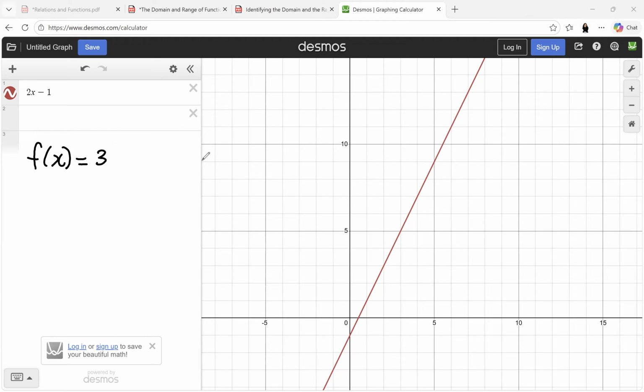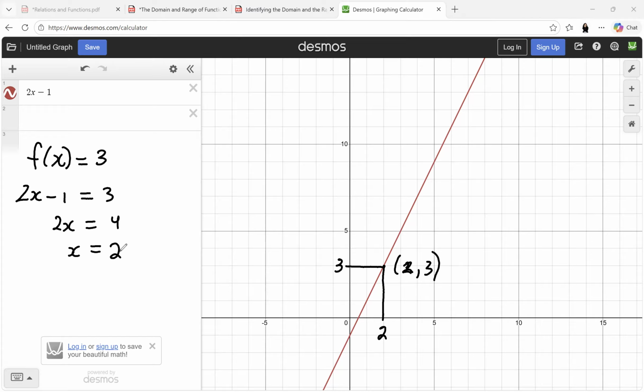2 is correct, right? Because at this point here, f of x is equal to 3, and that corresponds with your x value of 2. So the ordered pair here would be 2, 3. So algebraically, that would have been 2x minus 1 is equal to 3. So then 2x will be equal to 3 plus 1, which is 4. And so x is 4 divided by 2, which is 2.